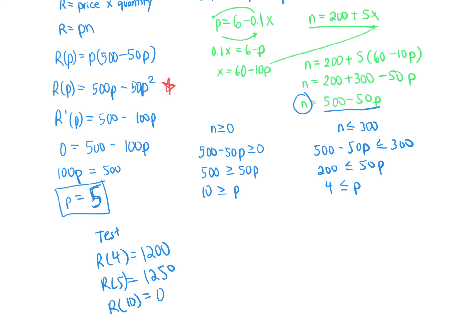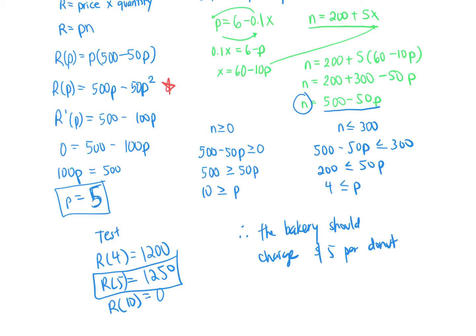Because if I charge that much, I'm not getting any sales. So our winner is the critical point. Therefore, the bakery should charge $5 per donut to maximize revenue.